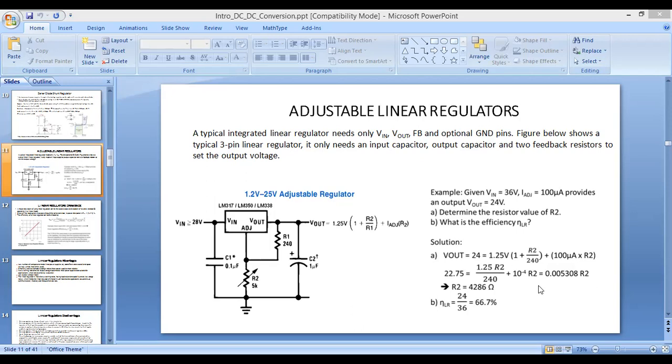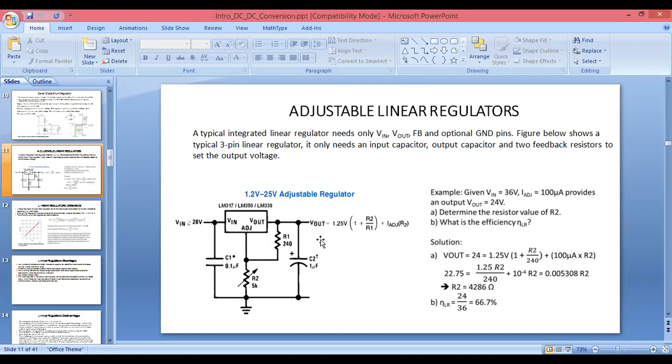So here we are supposed to derive the efficiency. We can derive that efficiency will be the ratio of output voltage with respect to the input voltage. We have output voltage 24, input voltage 36. If you calculate that ratio, you will get 66.7%. So this is the efficiency for this adjustable linear voltage regulator.